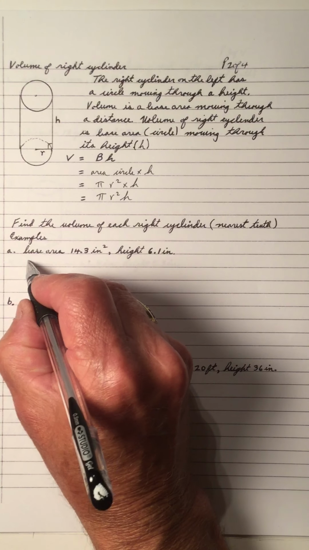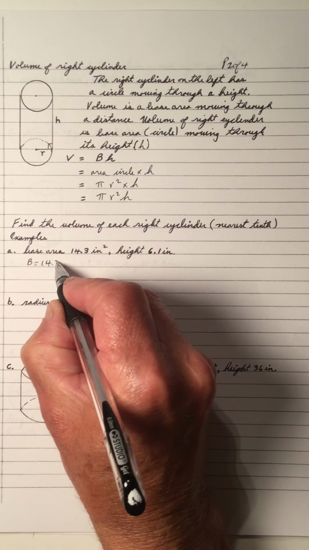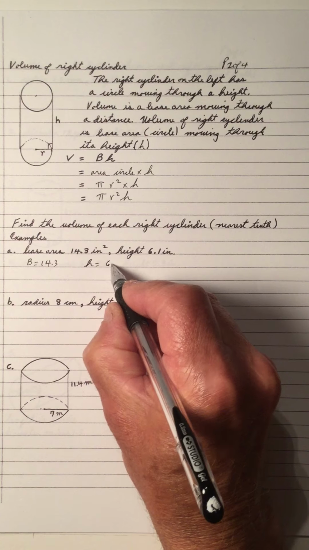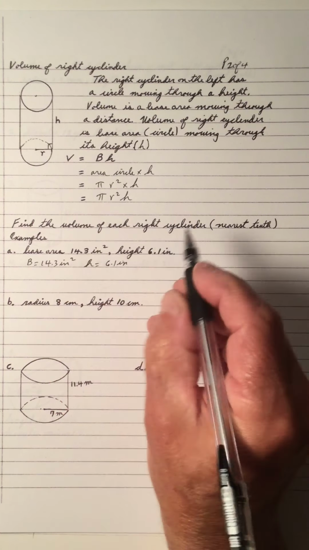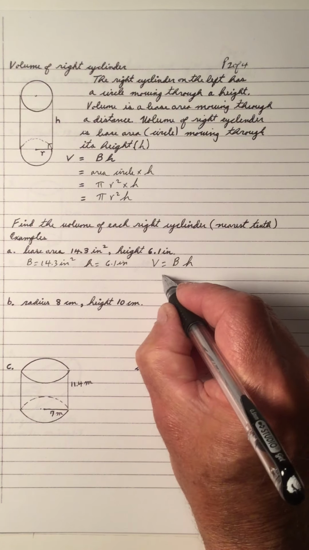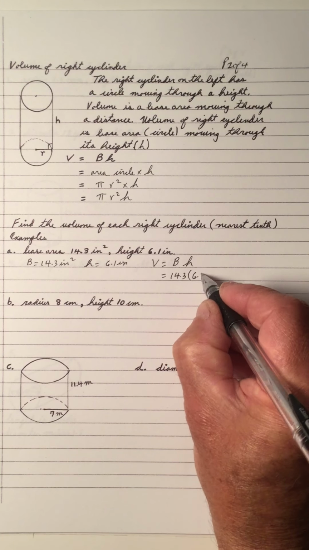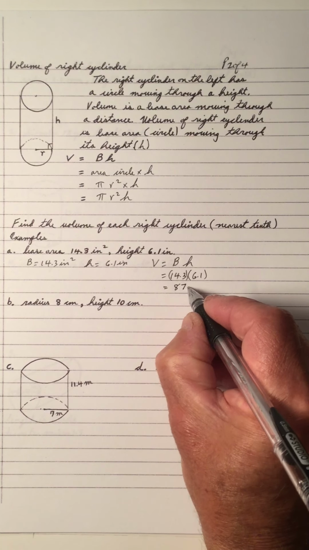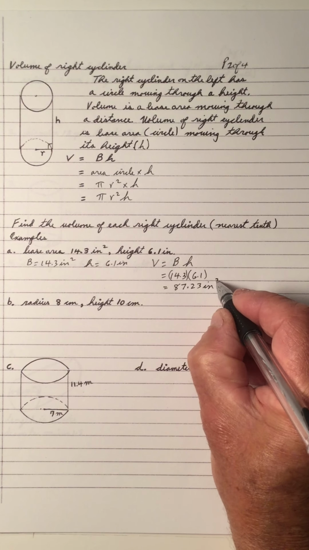The base area is B. The base area is 14.3 square inches, and the height is 6.1 inches. The formula is volume is base area times height. We already have the base area of 14.3 multiplied by 6.1. When we multiply that out, we get 87.23. And that's volume, so it's inches cubed.